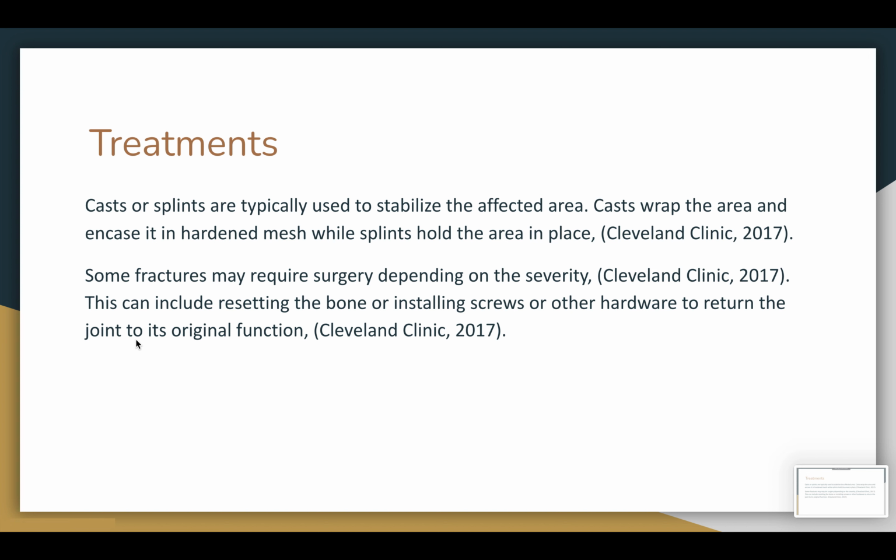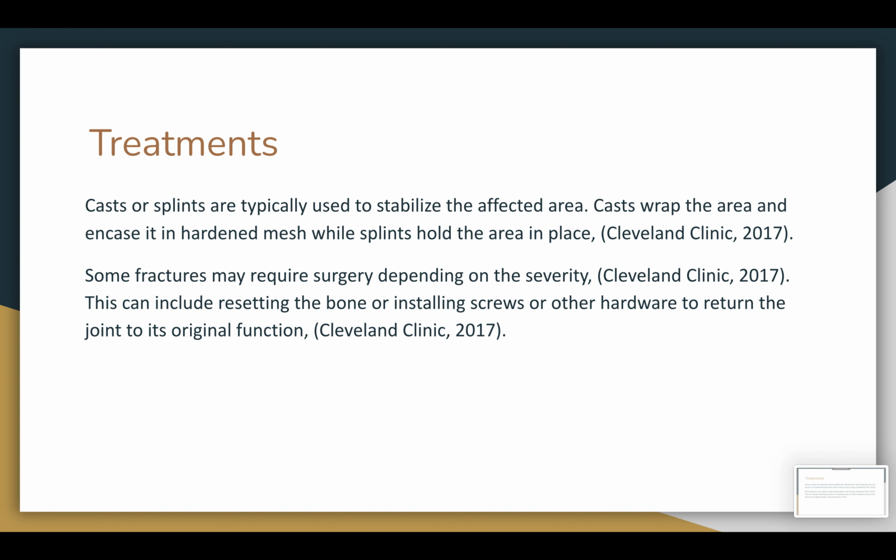Casts or splints are typically used as treatment to stabilize the affected area. Casts will wrap around the arm and encase it in a hard mesh. That makes it so your bone is immobile and it has more time to heal and less chance of further injury. A splint will hold the area in place so it's in the best possible position for healing.